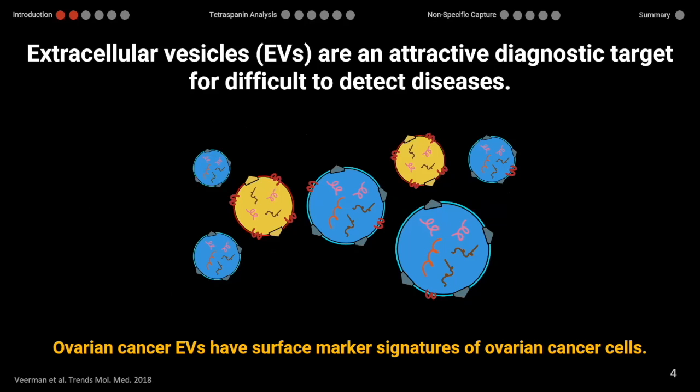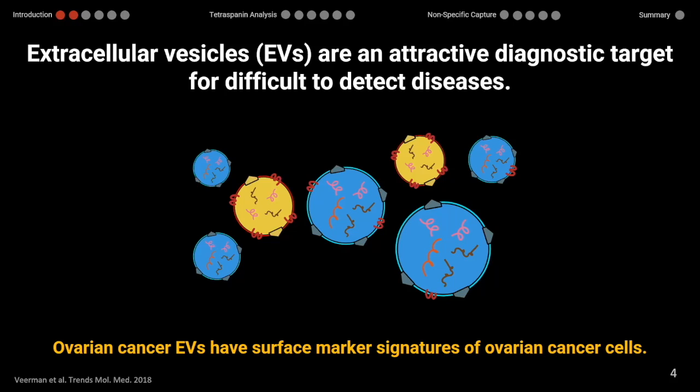This is where EVs come in. EVs are sort of a great replacement for that CA-125 test for two main reasons. First, we know that EVs carry proteins from the cells that produce them. So specifically, ovarian cancer EVs will carry proteins such as EpCAM, CD24, and HER2, which are all known to be associated with ovarian cancer.